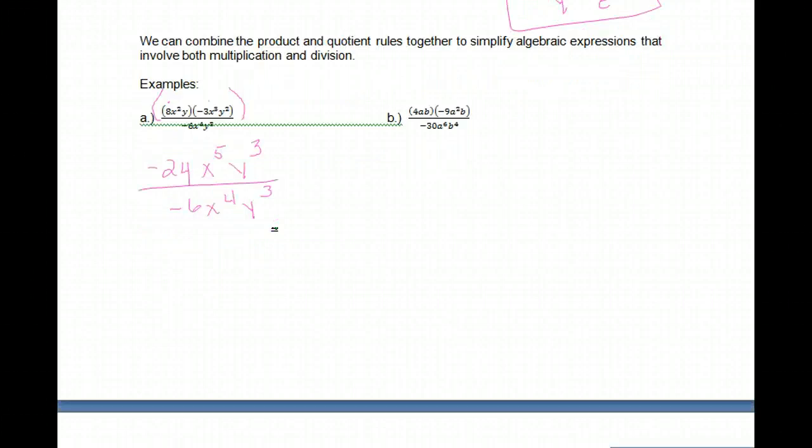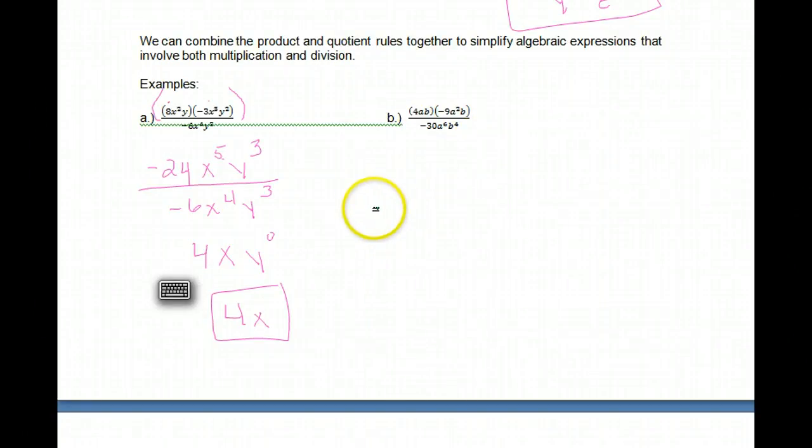Now that we have simplified the numerator, we can now take care of division. So negative 24 divided by negative 6 makes positive 4. X to the 5th divided by x to the 4th requires us to subtract those exponents. 5 minus 4 makes 1, so that's just x to the 1st, which is x. Y to the 3rd over y to the 3rd makes y to the 0, which is going to become 1. So that whole mess of example A is just equivalent to 4x.